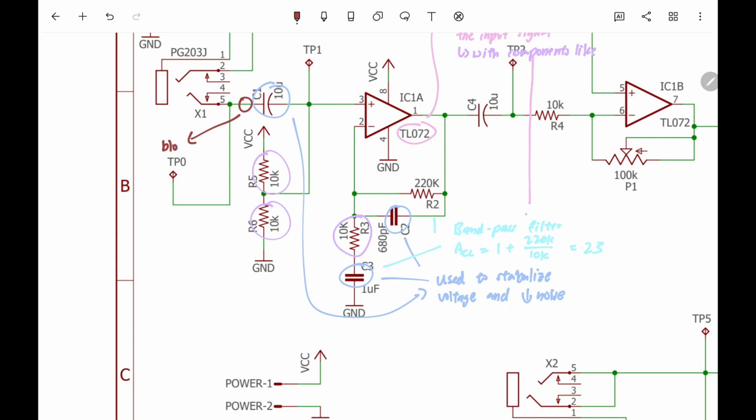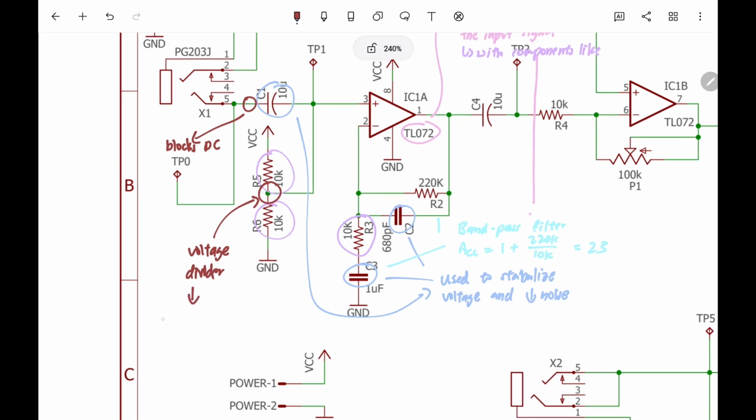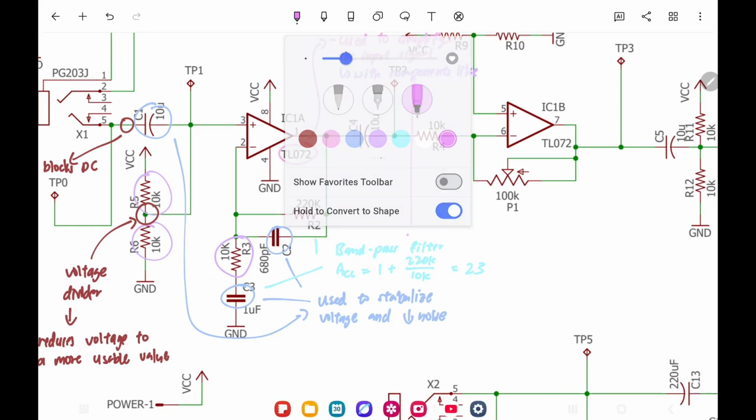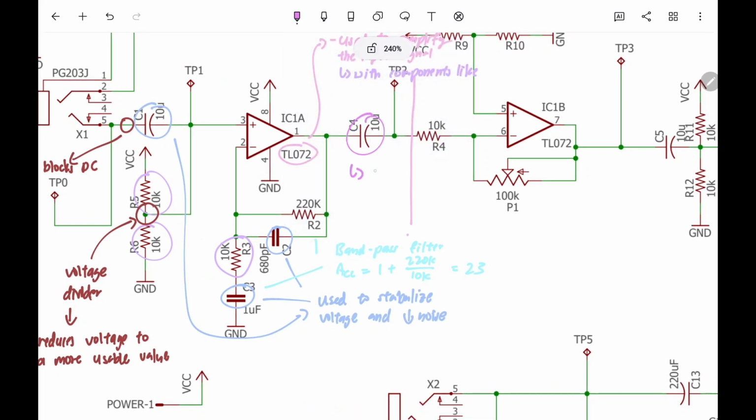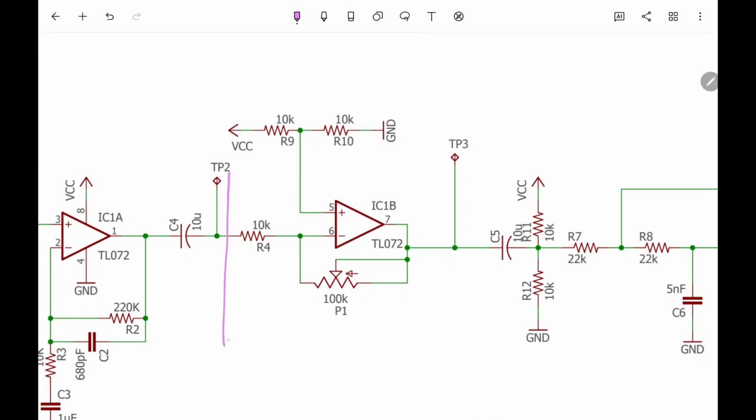And then at the start of the circuit, this part before the capacitor actually blocks out any DC, and then this would be the voltage divider between the two different resistors, which reduces any voltages to a more usable value. And then at the end of the circuit would be the capacitor 10U, which allows any AC to pass through.